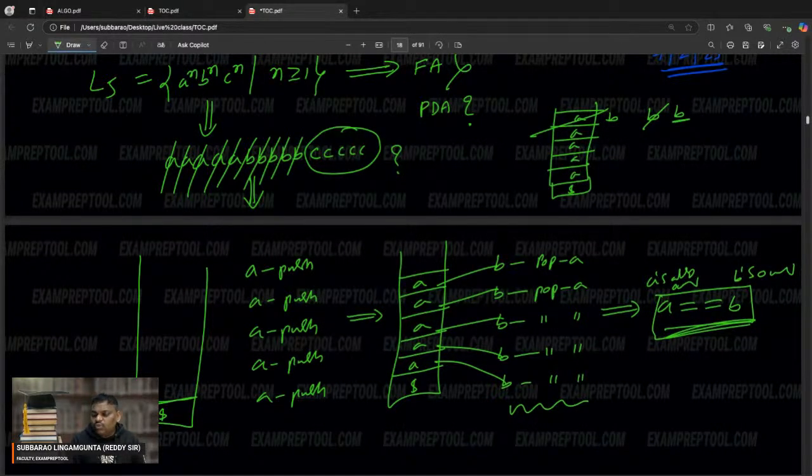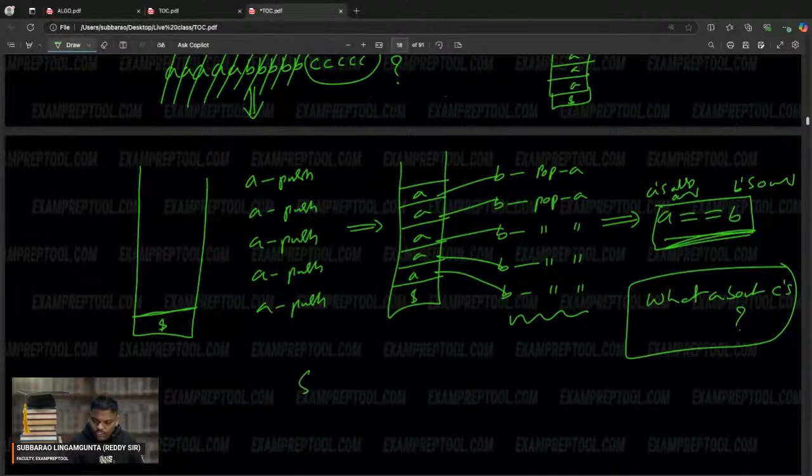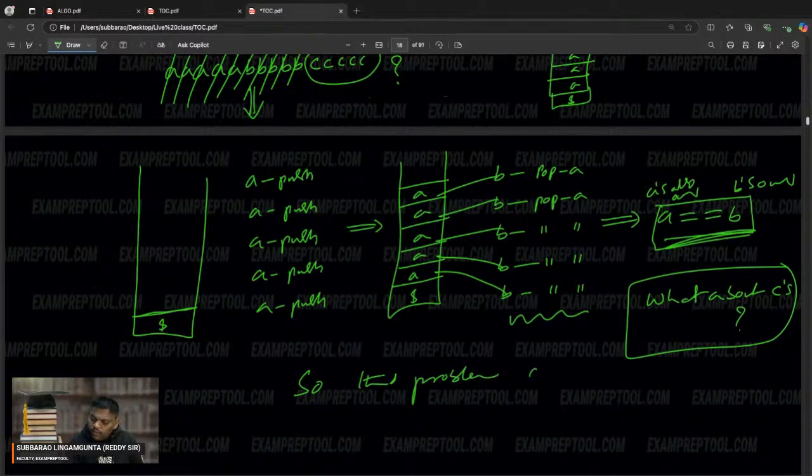A is no more in the stack now. What about C's? So with one stack it is not possible. So this problem cannot be solved with one stack.